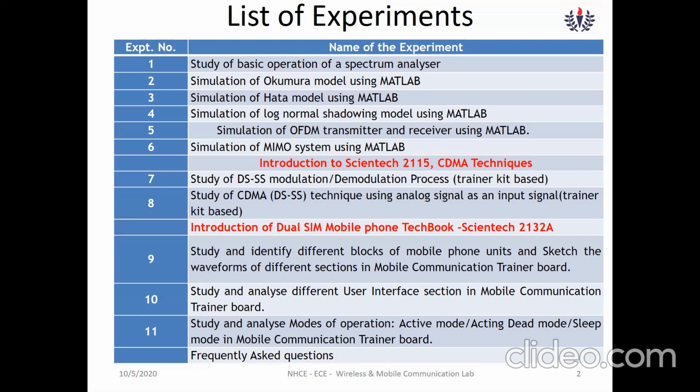So this is about the 11 experiments we are going to do for this ECE 71 wireless and mobile communication laboratory. Thank you.